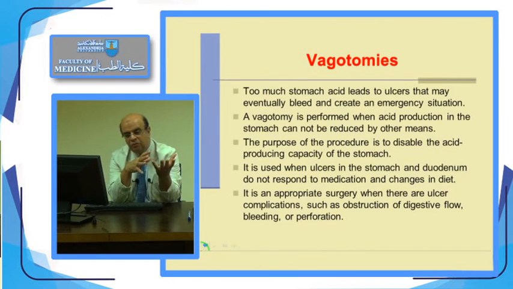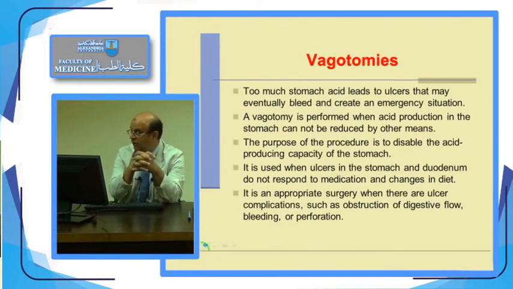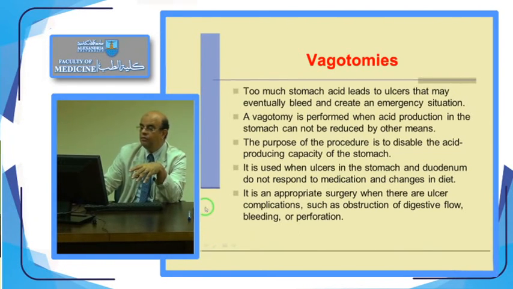Peptic ulcer is treated by medical treatment most of the time, but sometimes ulcers are resistant to the medical treatment. Sometimes they cause complications in the form of bleeding, perforation, stricture, and so on. In this case, surgeries are done, and when they are done, vagotomy may be part of the surgery.